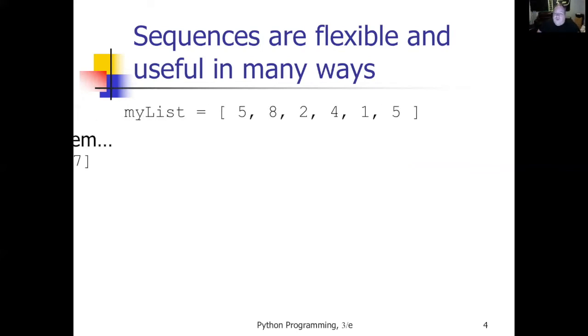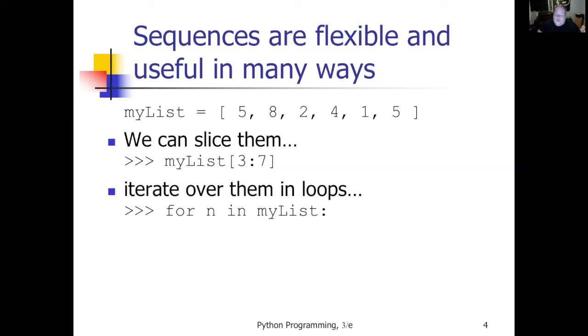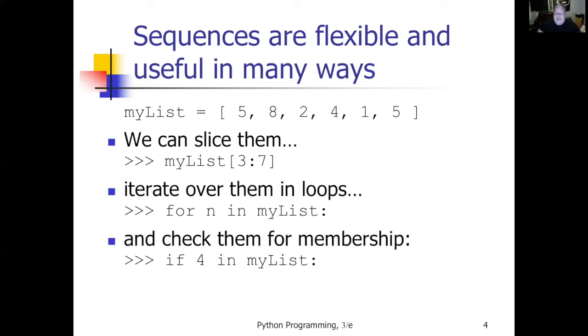Sequences are very flexible and usable in so many ways, and we've worked with them. We've talked about slicing, looping, even checking for membership. And here's something that's useful. Look at my list: it has 5, 8, 2, 4, 1, 5. You can use a conditional statement like if 4 in my list. Is 4 in my list? There it is. So 4 in my list is a Boolean comparison that's true. I can use in as a Boolean comparison to check whether something is within a sequence. That's so helpful, right?